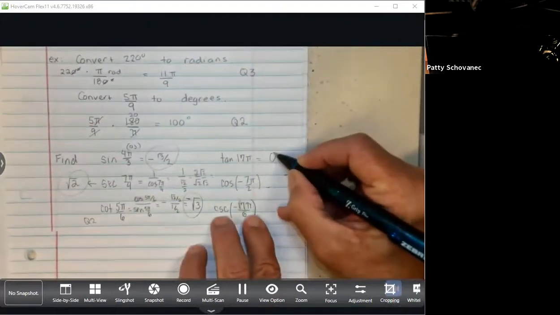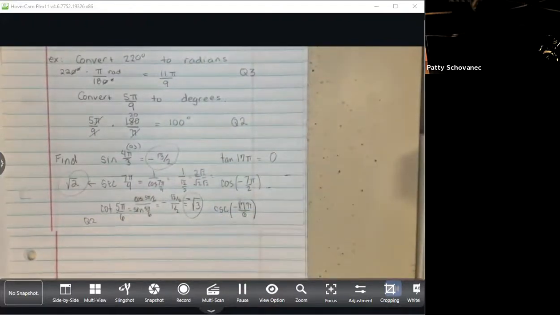Tangent of 17 pi, boom, 0, because tangent has a sine on top. Sine of any multiple of pi is 0. Right? Sine of any multiple of pi is 0, so tangent of any multiple of pi is 0.